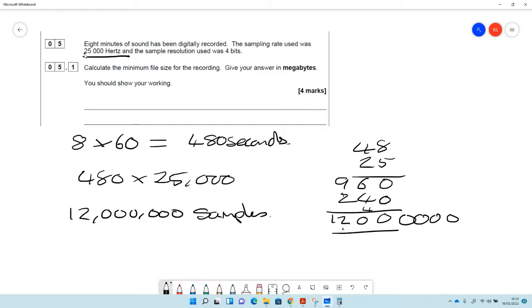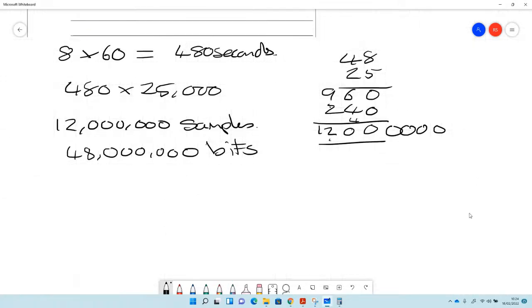Each of those samples is 4 bits. So we need to times that by 4. So we end up with 48 million bits. So again, we've just times 12 by 4, or 4 by 12, get 48, and then we've added our noughts on. In this case, we've got 48 million bits.